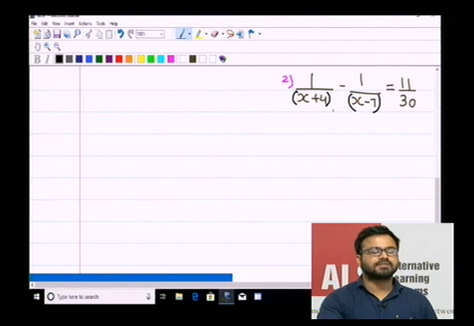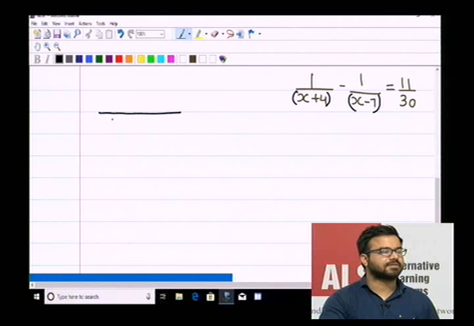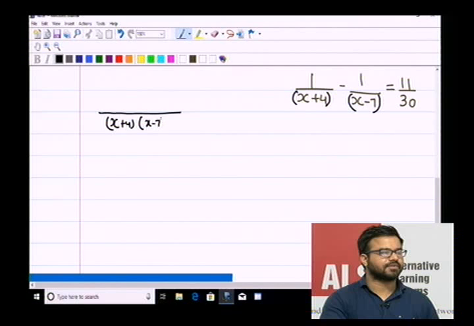So how to add these fractions? Here it is x plus 4, here it is x minus 7. So we can multiply and divide the first fraction by x minus 7, and the second fraction by x plus 4. So we can take the LCM, it will be like this, x plus 4 times x minus 7. Then it will be x minus 7 over here, minus x plus 4 over here.